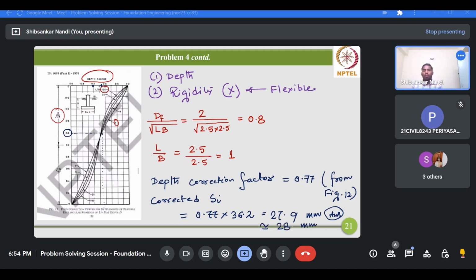Now this is considering only the depth correction factor, and you are assuming the given footing as a flexible footing. Now if the footing is not flexible, suppose a footing which is a mat foundation or raft foundation, then you have to additionally incorporate the rigidity correction as well, and for that this rigidity correction factor you can take as 0.8 as recommended by previous researchers. So you have to additionally multiply 0.8 with this value to get the final corrected answer. Okay, so this ends our problem 4.